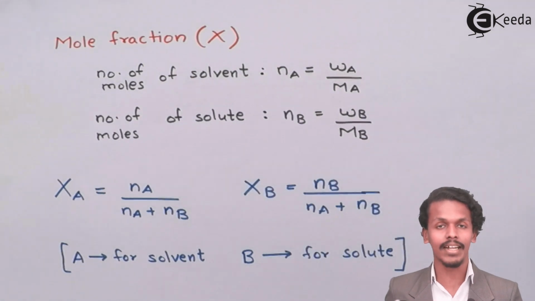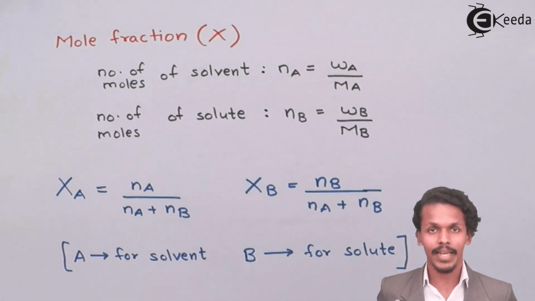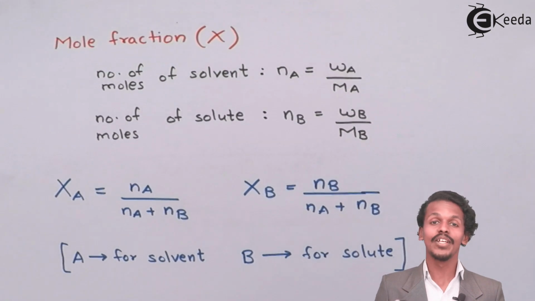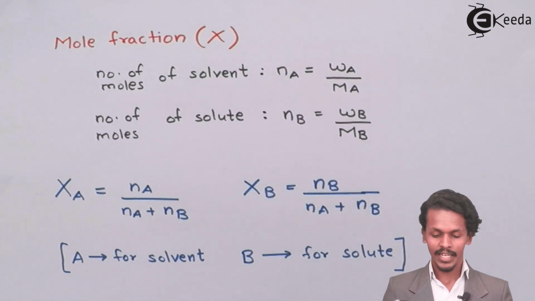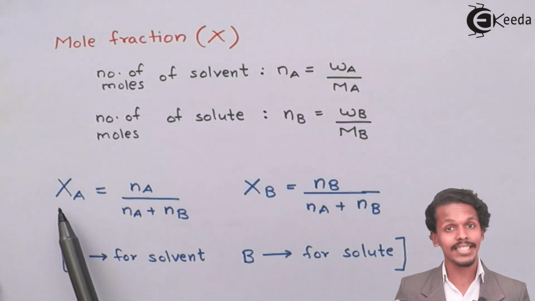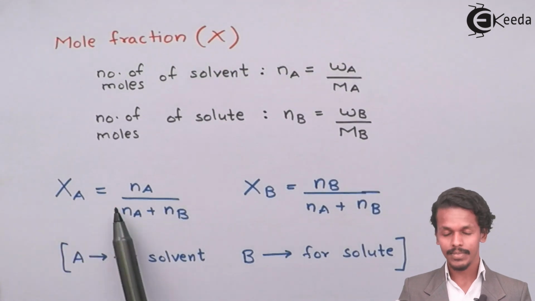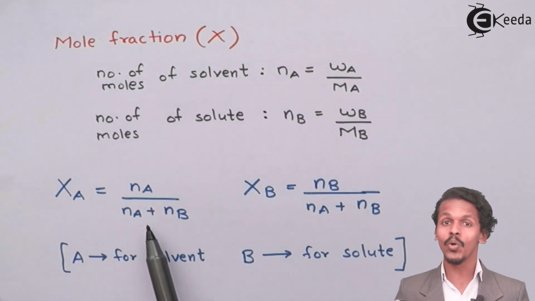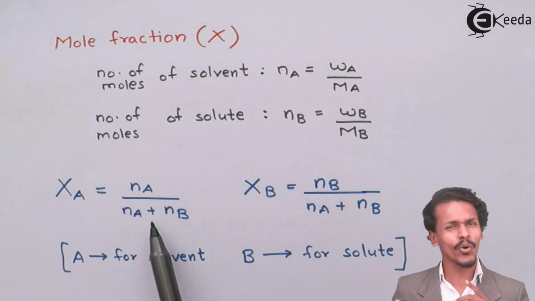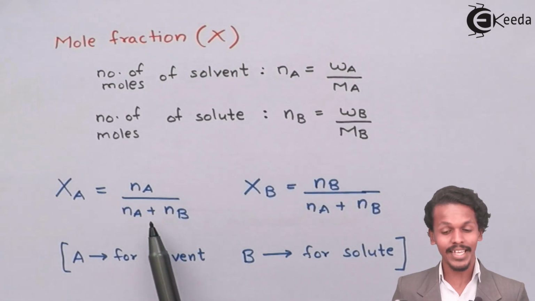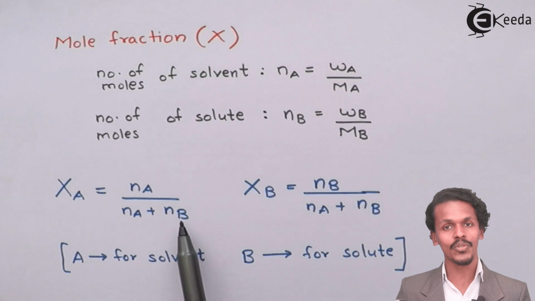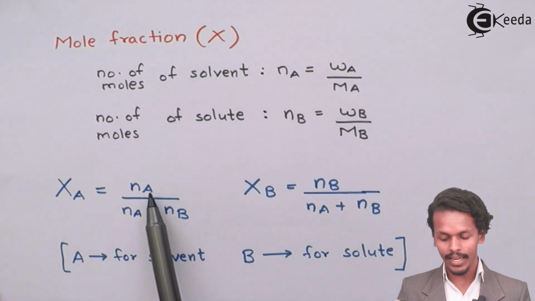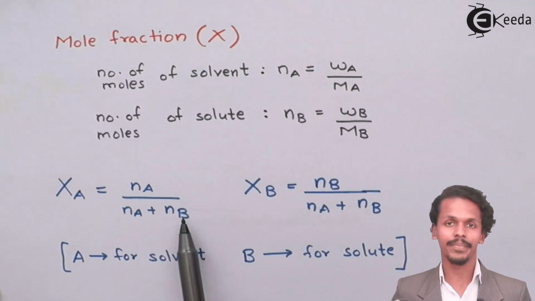Our main content is mole fraction, and even the mole fraction is distributed into two parts, mole fraction of solvent and mole fraction of solute. The mole fraction of solvent is denoted by Xa, and it is the ratio of the number of moles of solvent to the number of moles of each component present in the solution. There are two components, the number of moles of solvent and the number of moles of solute, which means Xa equals Na divided by Na plus Nb.